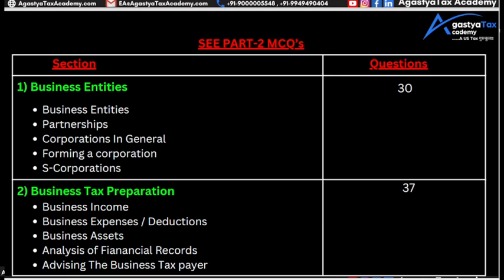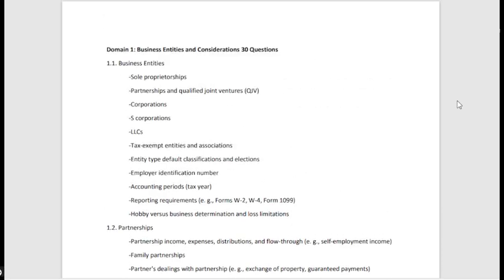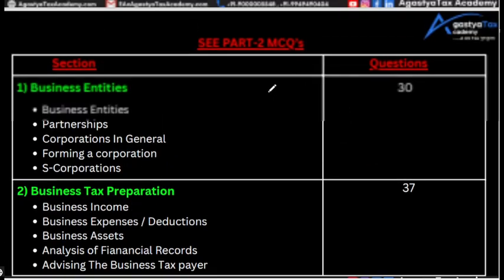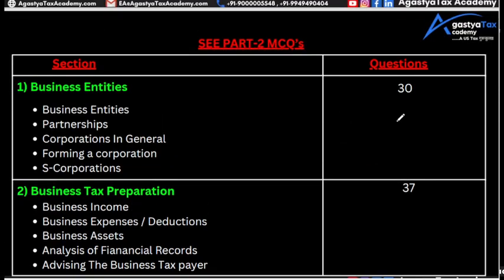Under section business entities, under questions on the right hand side, 30. Is it matching? My bad. This is 30, right? 30, 30. Matching, right? 30, 37, and 18. So please write under business entities 30. Just write the main topic. Please don't write the chapters. Business entities is fine. Please write business entities.